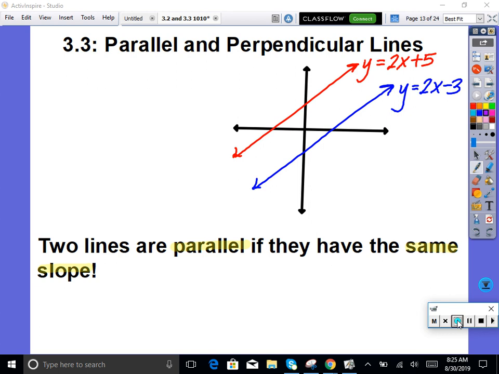So notice I have the red line, y equals 2x plus 5, and I have the blue line, y equals 2x minus 3. The slope is the same. It is both 2, 2, 2. So by definition, they have to be parallel. Everybody good with that? Okay.